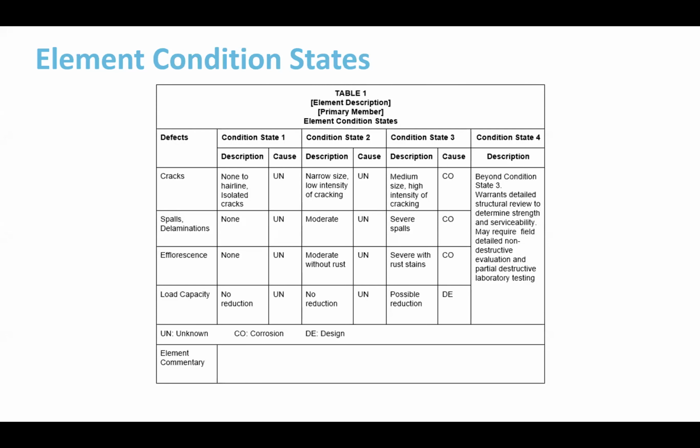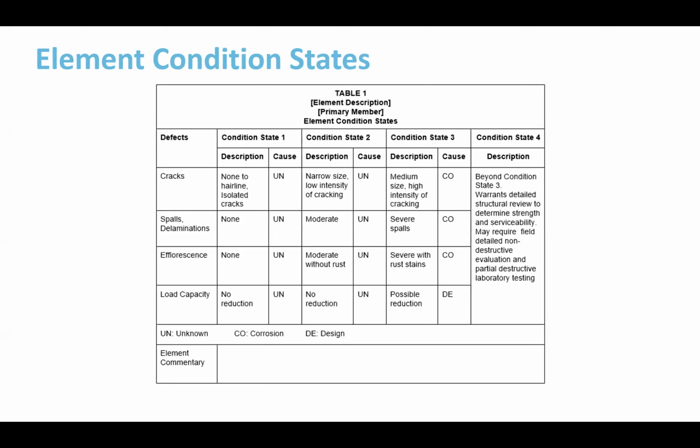So just like what I showed before, in this case, this is a concrete structure, so you're going to have cracks, spalls, delaminations, efflorescence. Perhaps you have issues with load capacity if tank walls are deflecting. And you're going to rate based on condition state 1, 2, and 3. And if it gets beyond that, you're going to have condition state 4, which is you're going to have to do additional testing, non-destructive evaluation, laboratory testing, and so forth to try to characterize what's going on.